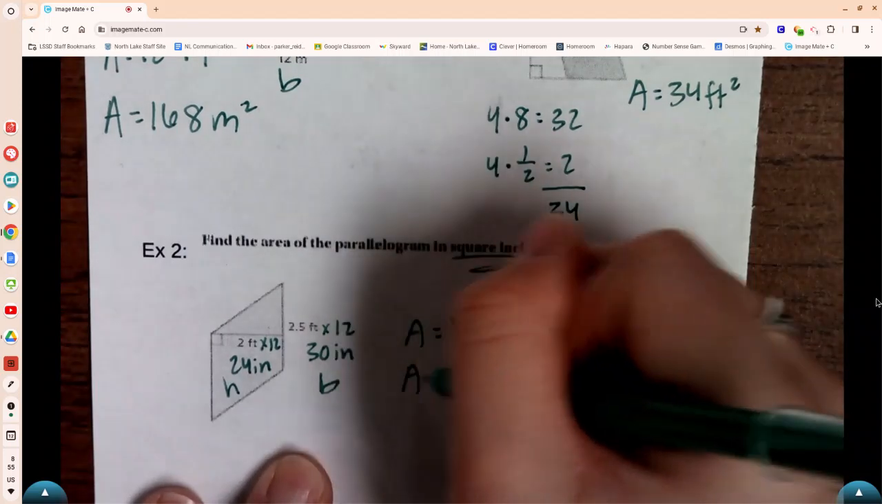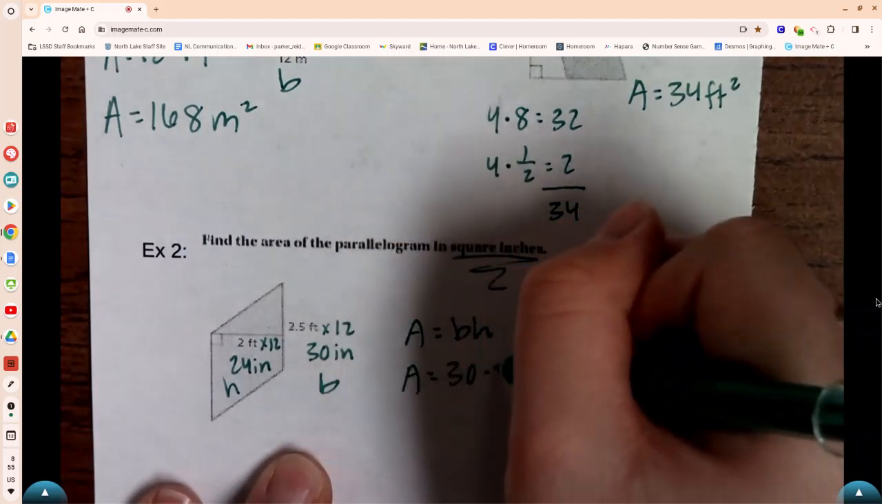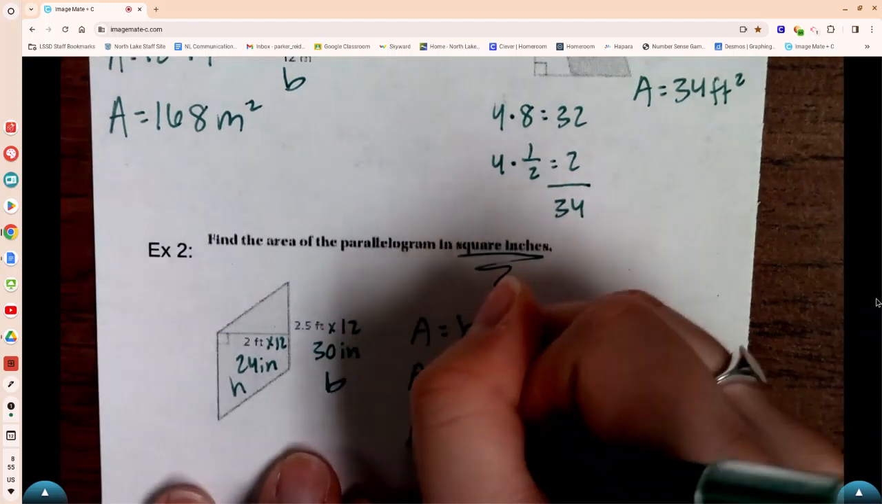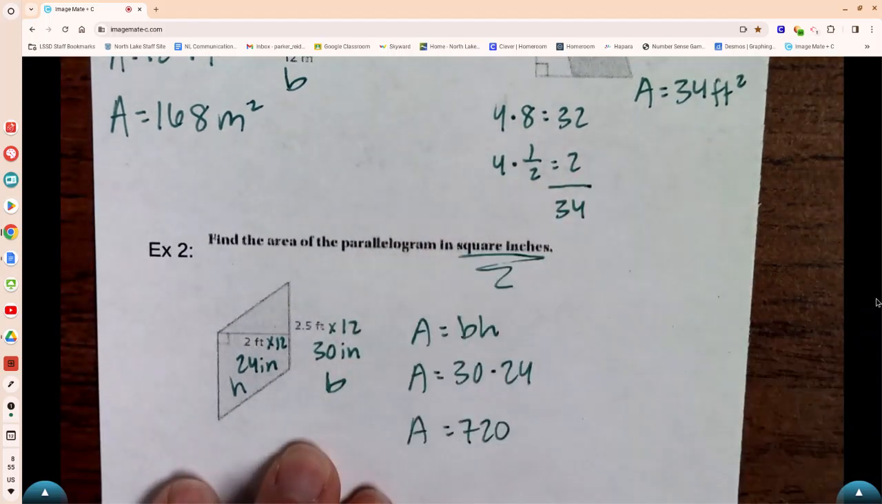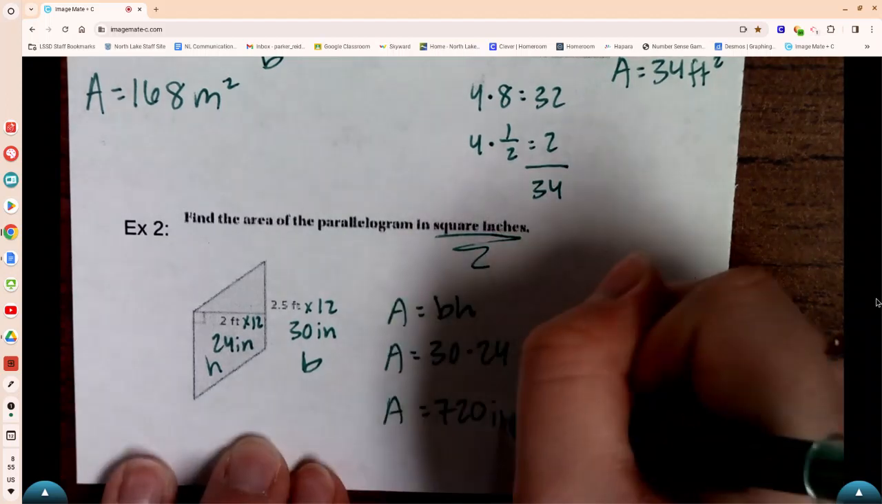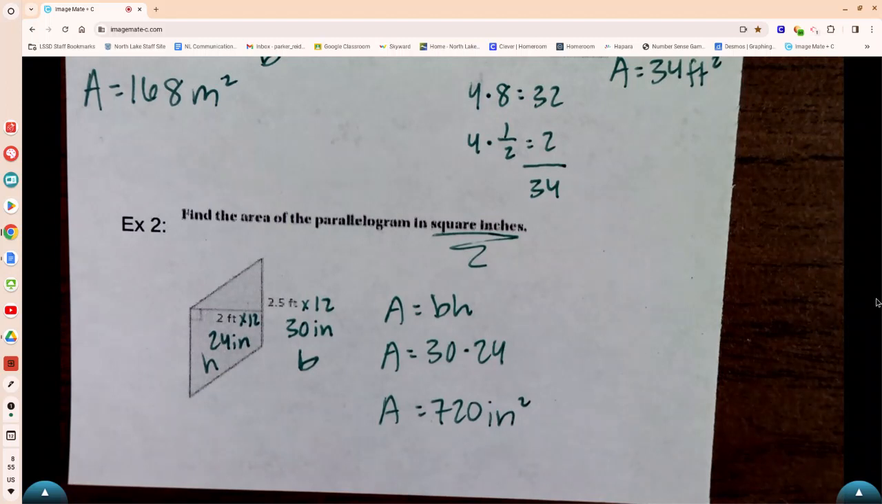So area equals base 30 times height 24. Type it in my calculator and I get 720. And then how should I label that answer? What should I label this with for it to be fully correct and proper and complete? Grayson? Inches squared, because we changed it over into inches, and then because it's area, it's that unit, inches squared. Questions about example 2?